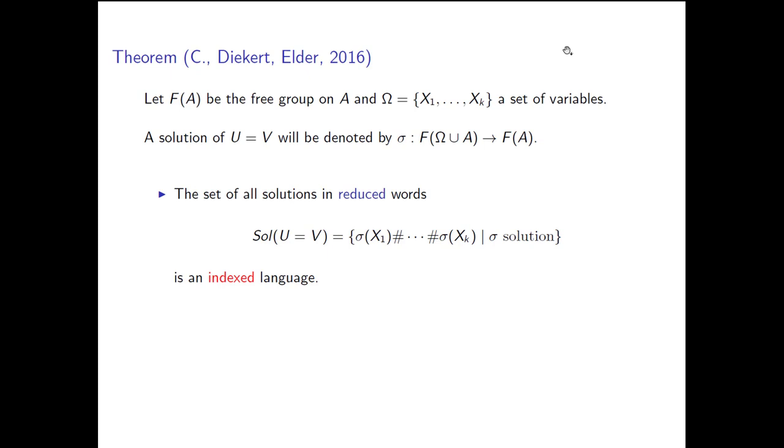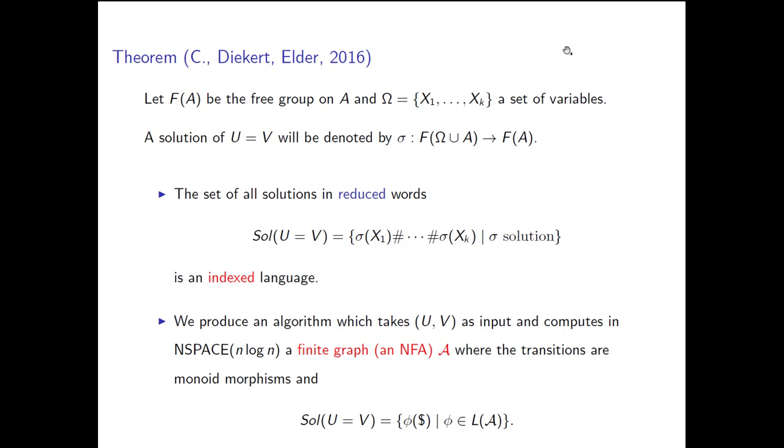Now there's an algorithmic part, which says that to get the solutions, you need a finite graph. You're going to read them off. And to create this finite graph, it's non-deterministic space n log n, where n is the size of the equation. As computer scientists call it, non-deterministic quasi-logarithmic space. And the point is that you can start with some symbol and decide what you want, and then you follow morphisms in this graph, and you can read off the solutions as reduced words.